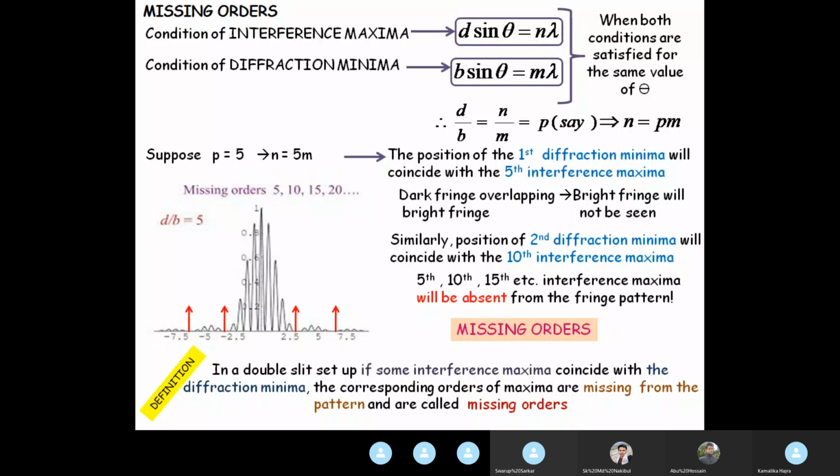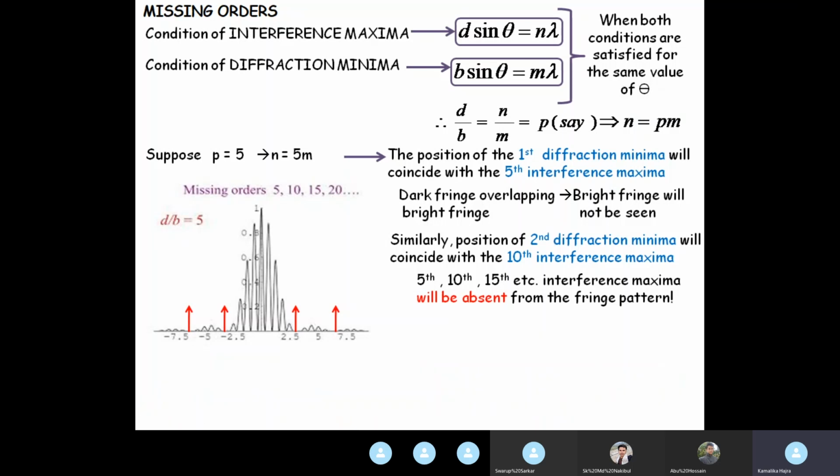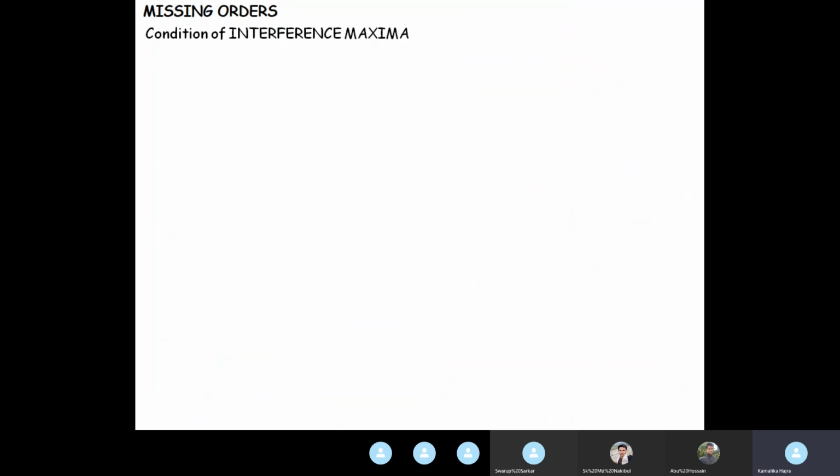Here you are looking at an intensity pattern, where the light is not coming in separately, the phenomenon happens together. And this is very important: the intensity pattern forms when both conditions are satisfied for the same value of theta. Okay, so I go back to my first picture.